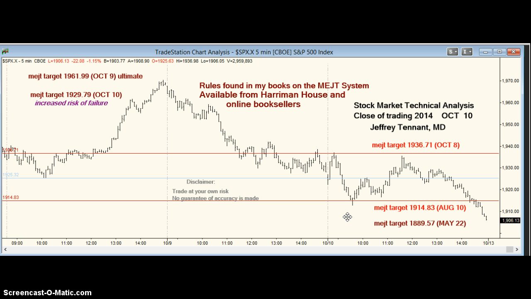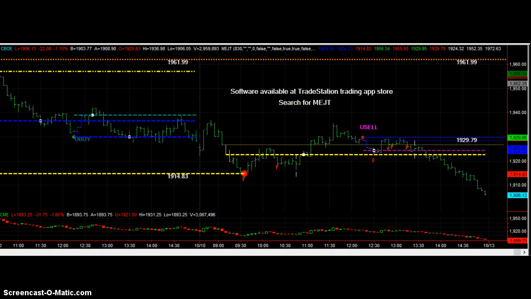One of the things people new to the system don't always recall is that these prices are support, resistance levels, and targets, which is what the system gives. It doesn't give buys and sells. It gives price targets. We have a new target of 1929.79, most likely to print tomorrow. There's an increased risk of failure because we're in a sharp, impulsive move. If we don't go up, the next target is from way back in May, 1889.57.